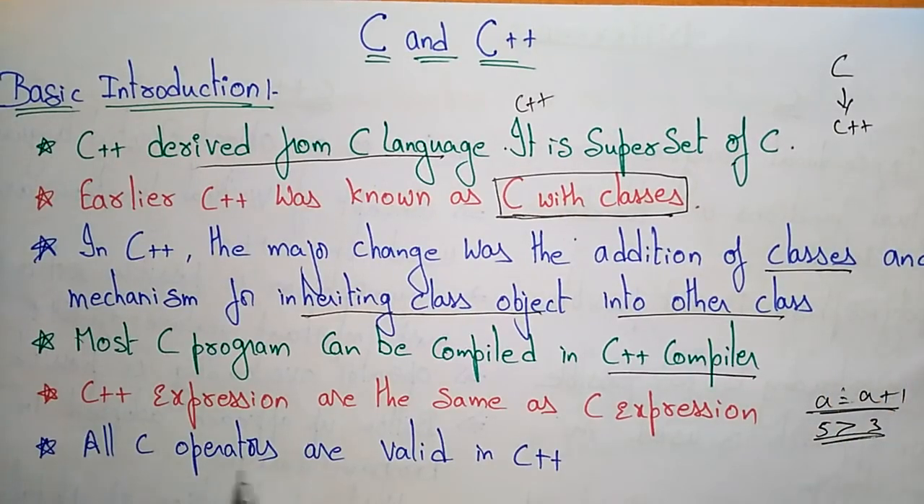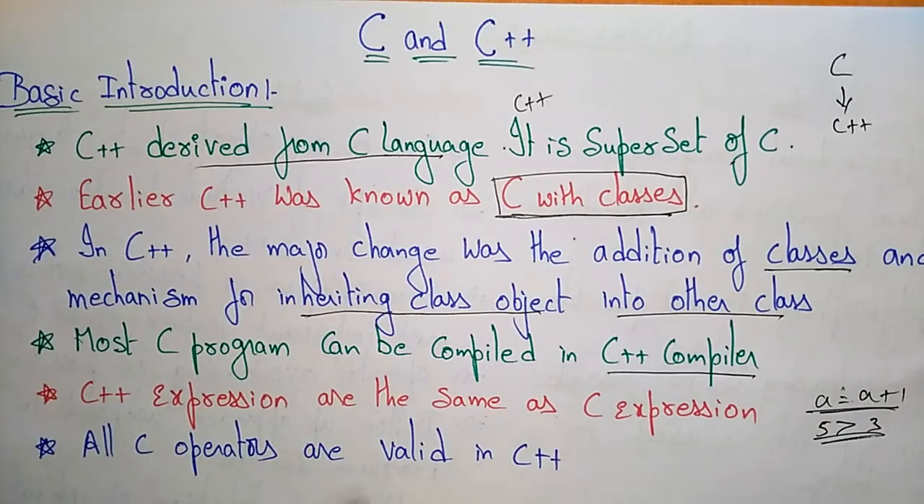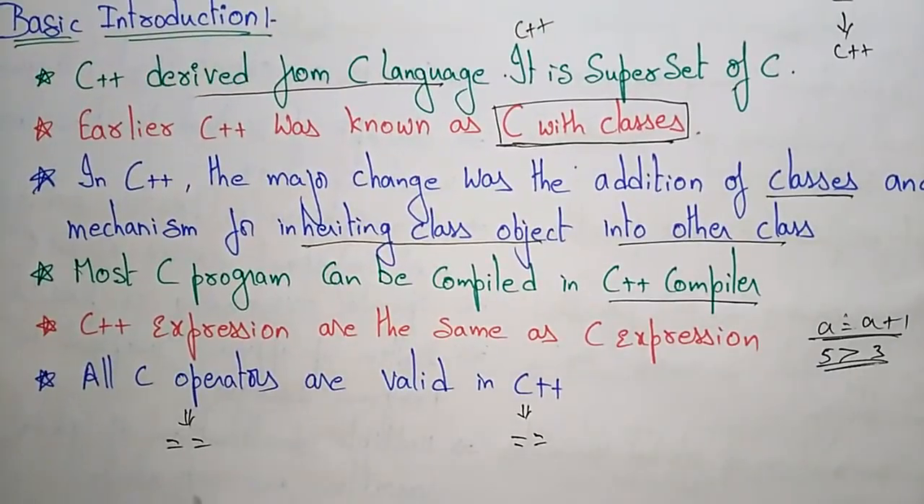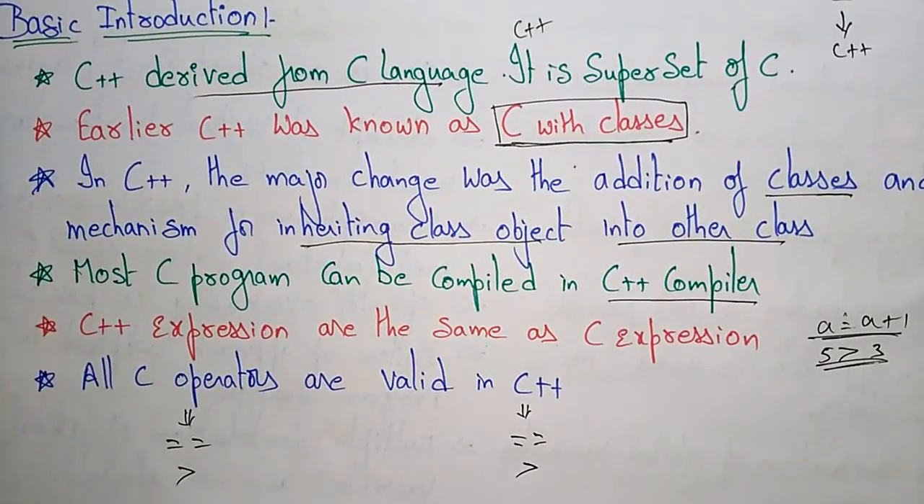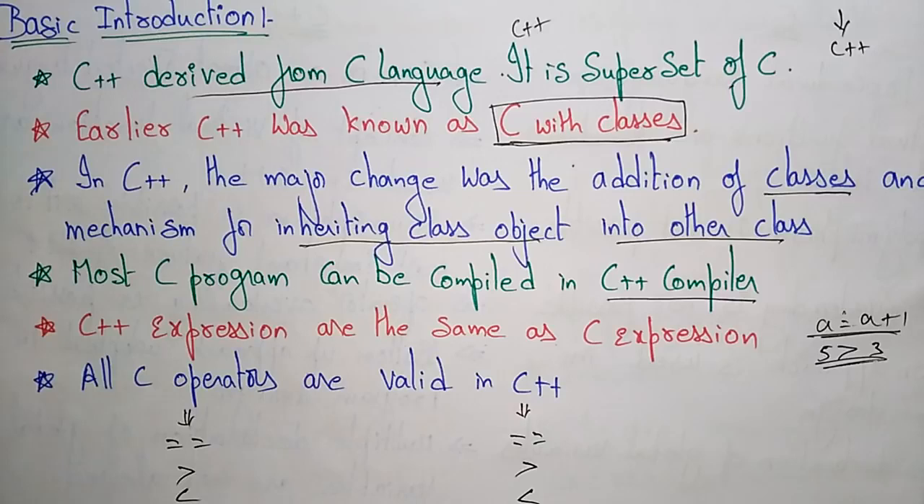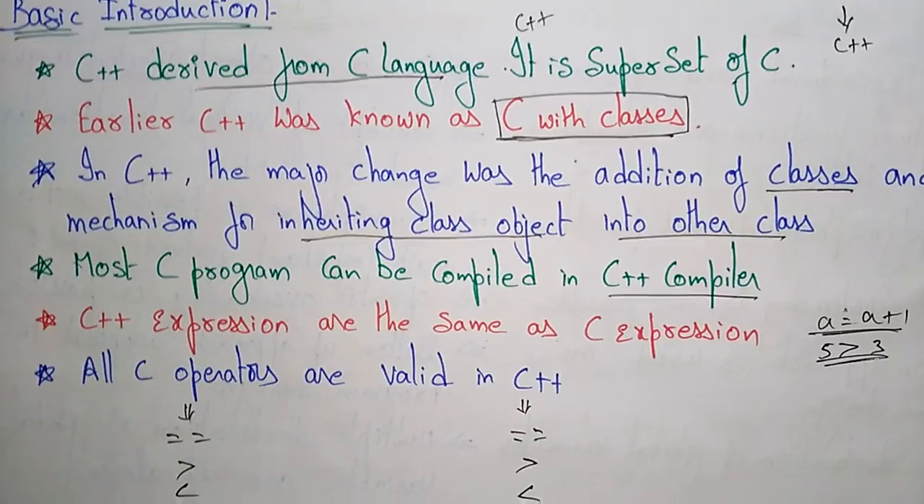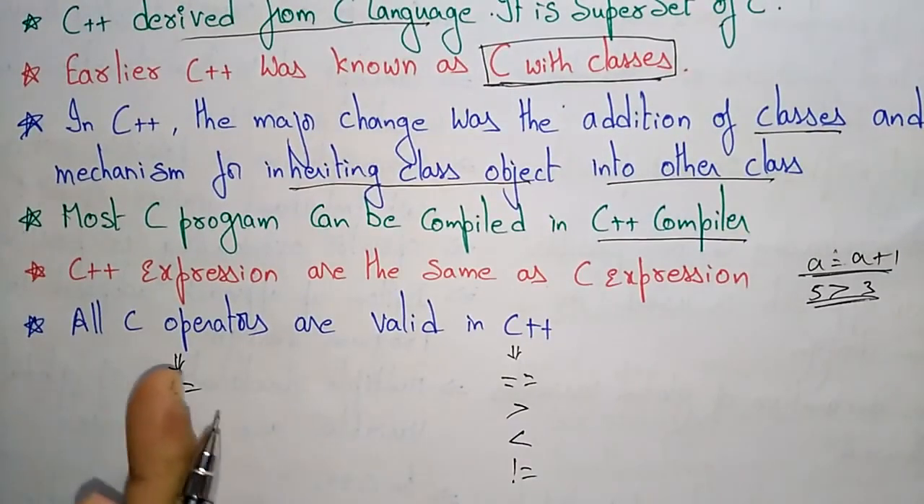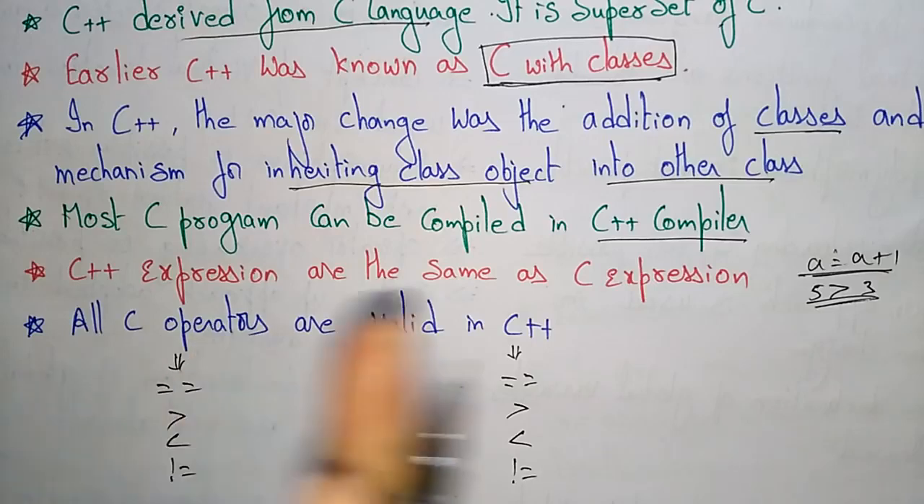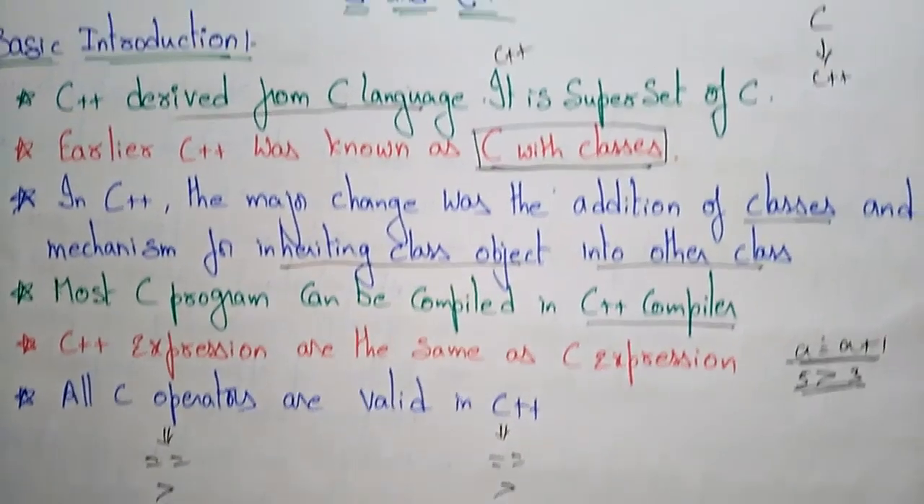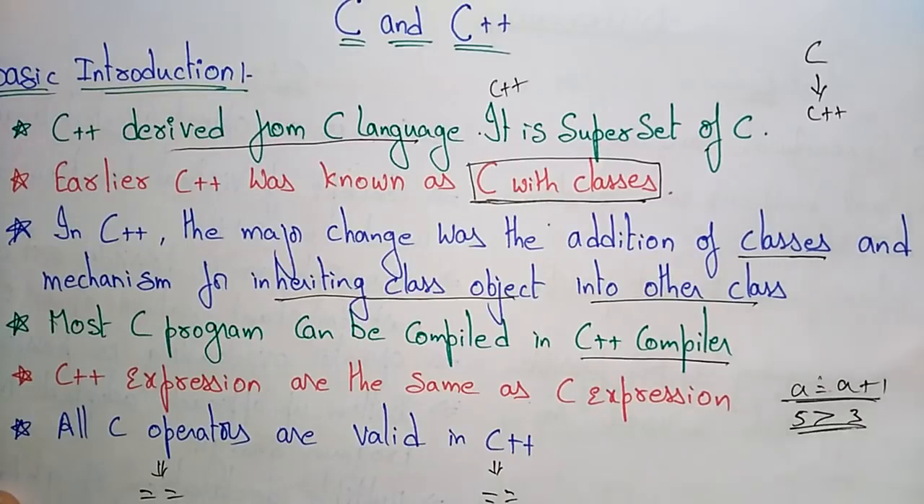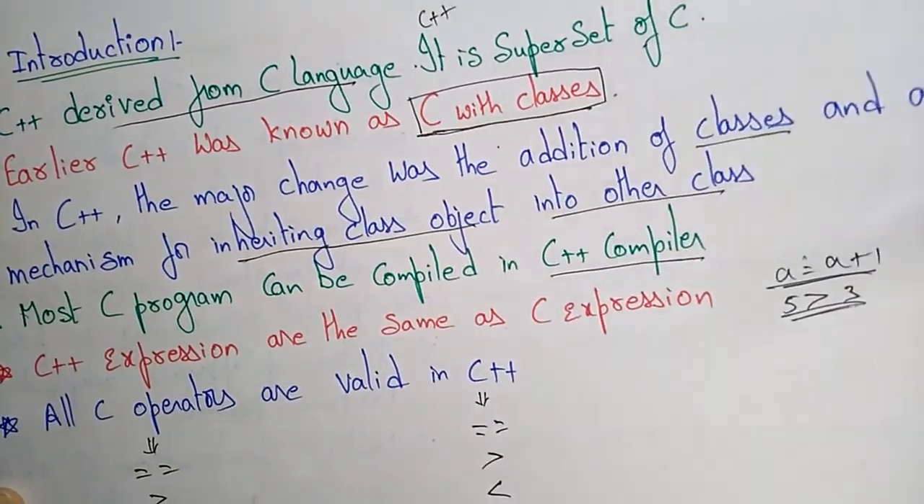All C operators are valid in C++. Whatever operators we use in C are valid in C++. For equal to, here also we use the equal to operator, and the same for greater than, less than, and not equal. So all operators used in C are valid in C++ also. This is the basic information. Now let us see the difference between C and C++.